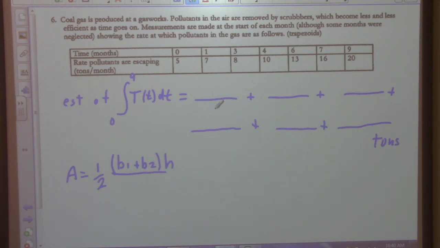what I like to do with this is when I fill out the blanks, the first thing I do is I go like this. And the next thing I do is I put down the width, or the height of each trapezoid. What's the height of each trapezoid? 1, because it's going 1, 2, 1, 2.